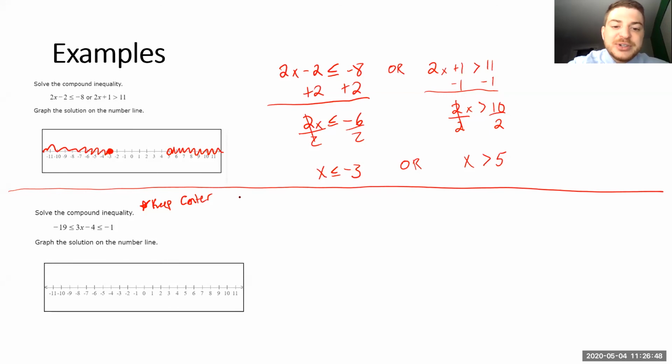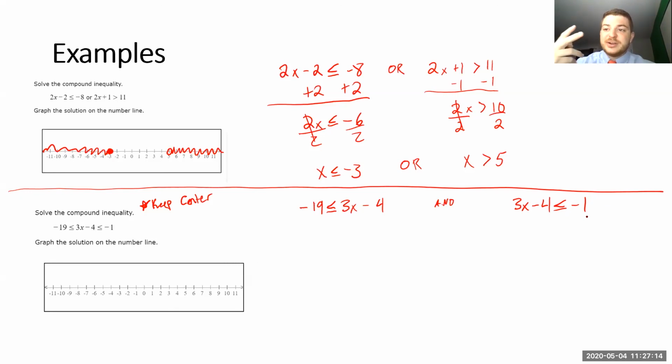Okay, so for the first inequality, we're going to use the left side. So -19 is less than or equal to 3x minus 4. And then remember, this is an and, then keep the center. So you keep your 3x minus 4, but now the other inequality is just going to be written using the other side. So now we've got 2 inequalities. We can solve these. And remember, the solution we're looking for is the overlap of these 2 answers.